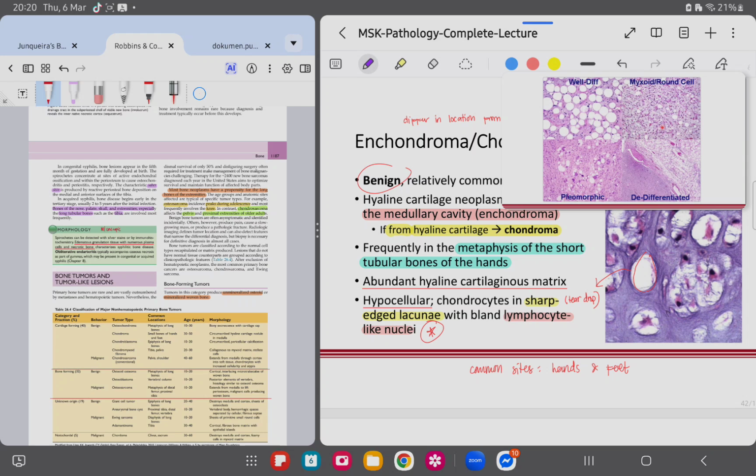Again, the term dedifferentiated refers to the transformation of your usual liposarcoma or typical lipomatous tumor into something that does not resemble your liposarcoma anymore. In fact, it may be malignant, it may resemble an undifferentiated pleomorphic sarcoma, rhabdomyosarcoma, or other similar entities.